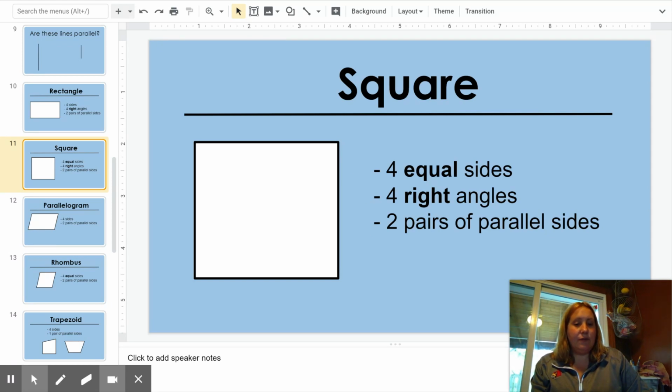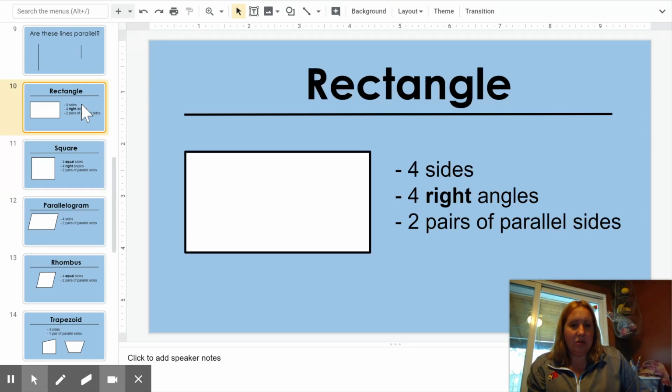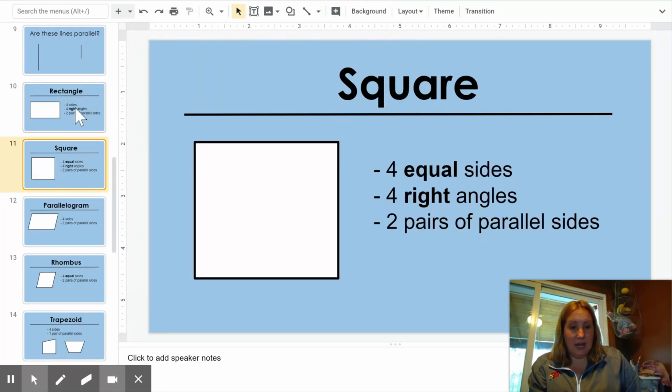A square has four sides again, but there's one important difference. Now in a square, we don't just have four sides, we have four equal sides. That means every one of the sides in the square is the same length. Just like in the rectangle, we also have four right angles. So again, every angle looks just like that corner on a sheet of paper. And a square also has two pairs of parallel sides. Just like the rectangle, the top and the bottom are parallel, and the two sides are parallel.